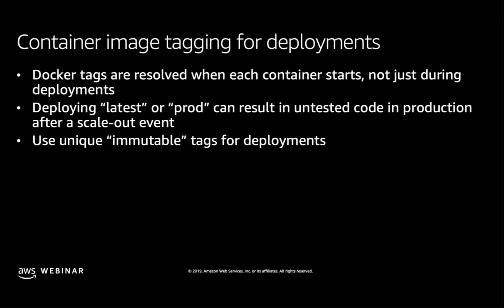So let's talk about some best practices for container image tagging for deployments. So Docker tags are resolved when a container starts, not just during the deployment. So this means that if you specify in your task definition the latest or prod, what that means is that you can have untested code that goes into production if you have a scaling event. So what you want to do instead is use immutable image tags for deployment.